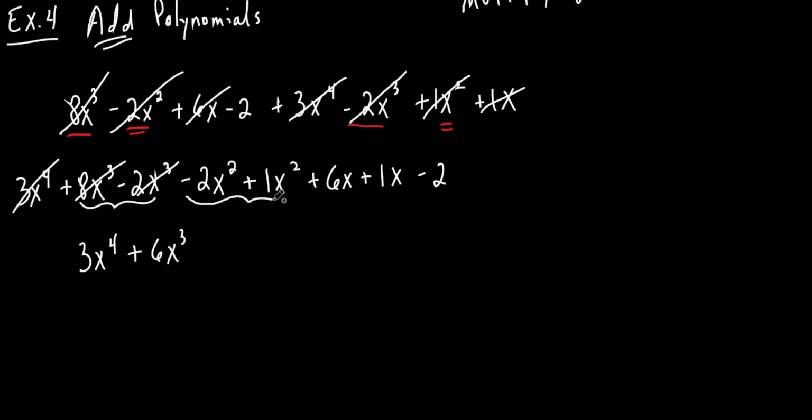Now, let's do these right here. I got negative 2x squared plus 1x squared, which is minus 1x squared. Do I need the 1, though? I could just write negative x squared or minus x squared. I'm done with those. What about these? Positive 6x plus 1x is plus 7x. I'm done with those. And then I just got a minus 2. And that's it.